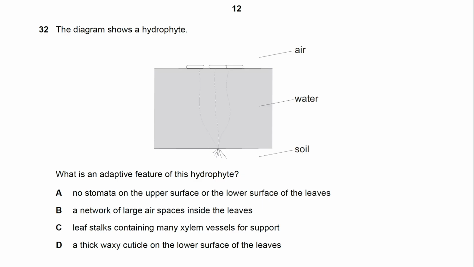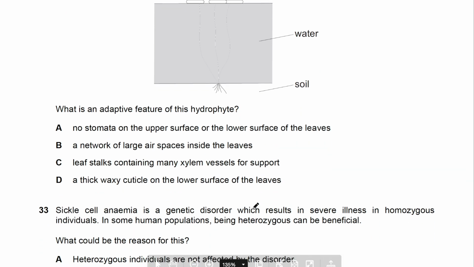Question number 32. The diagram shows a hydrophyte. What is an adaptive feature of this hydrophyte? Hydrophyte, it's not like the xerophyte. Xerophytes live in dry areas and hydrophytes inside the water, like a lily flower. Now, option A, no stomata on the upper surface or the lower surface of the leaves. Sure, we have a lot of stomata at the upper surface because it's not soaked in water, so A is wrong. B, a network of large air spaces inside the leaves. I think this is right because this type of plant will float. But let's go for C first.